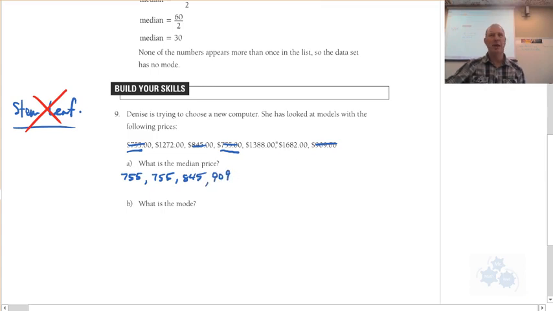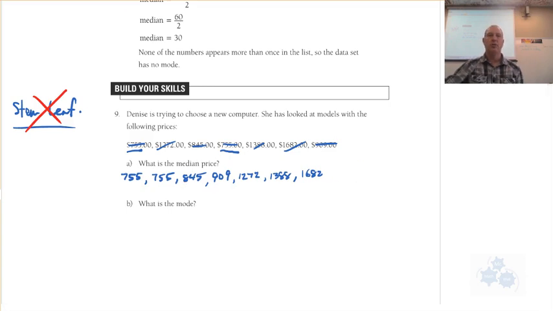So a stem and leaf plot, for a large number of numbers, yeah, might be good, but this will probably take us a little less time. 1272 is next. Then 1388. Then 1682. Okay, so did I do this right? Does that look right? We can quickly look over the numbers. We've got the right number of numbers. It looks like they're in ascending order, correct?